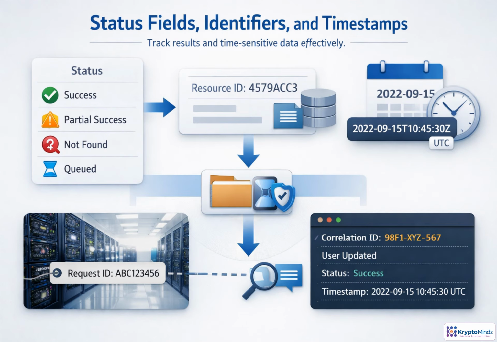Strong outputs don't just return data. They tell the client what happened, what object was involved, and when it happened. A status field should be explicit. Success, partial success, not found, or queued are easier to handle than vague messages. Stable resource identifiers let the client store, update, or troubleshoot the right record later. Timestamps should use one consistent format, ideally ISO 8601 with time zone information, so systems don't guess. And when operations cross services, include a request or correlation ID. That small piece of metadata often becomes the fastest path through logs, support, and audits.